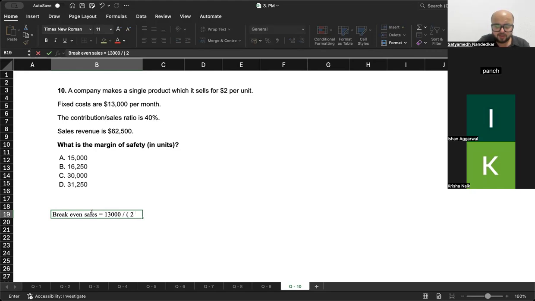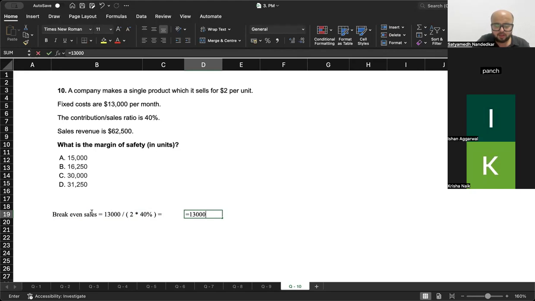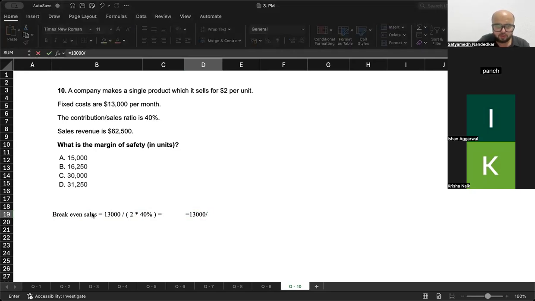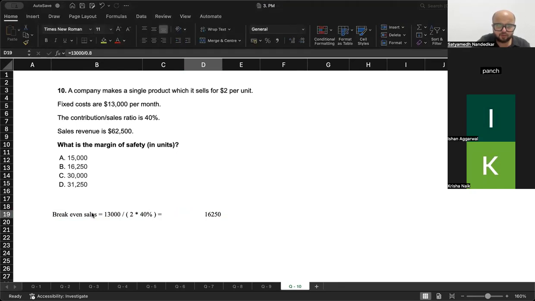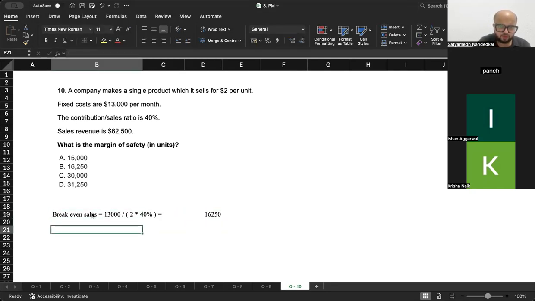So 13,000 divided by what is the contribution per unit? 2 is the selling price. CS ratio is 40%. 13,000 upon how much? 0.8. Sure? Yes. 16,250. Is that about right? Yes, sir. Selling price is $2. Contribution to sales ratio is 40%. Sales revenue is 62,500. Okay. Now this is break even sales, 16,250.